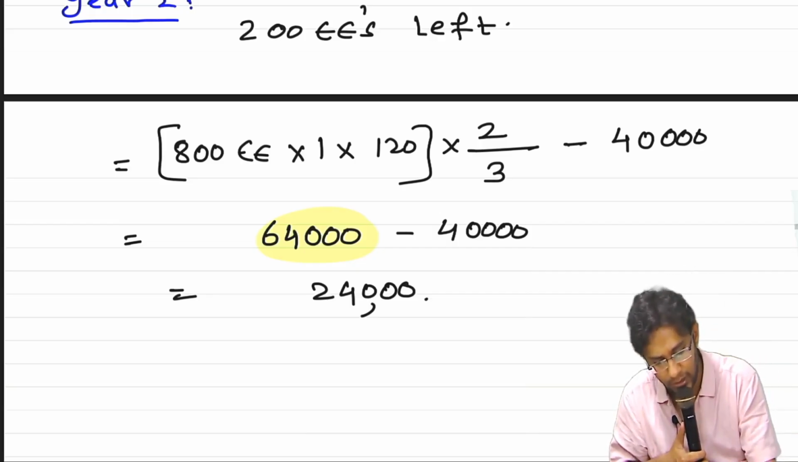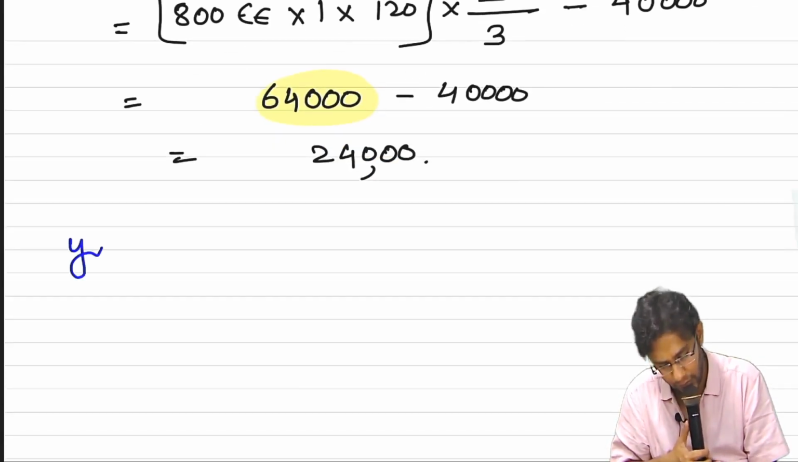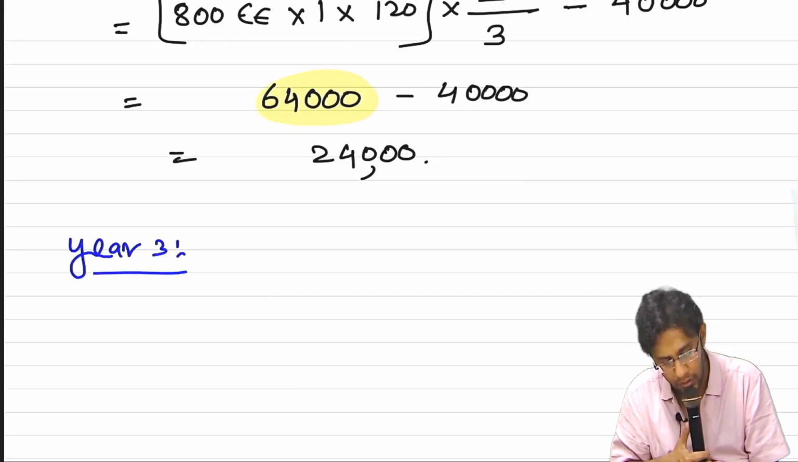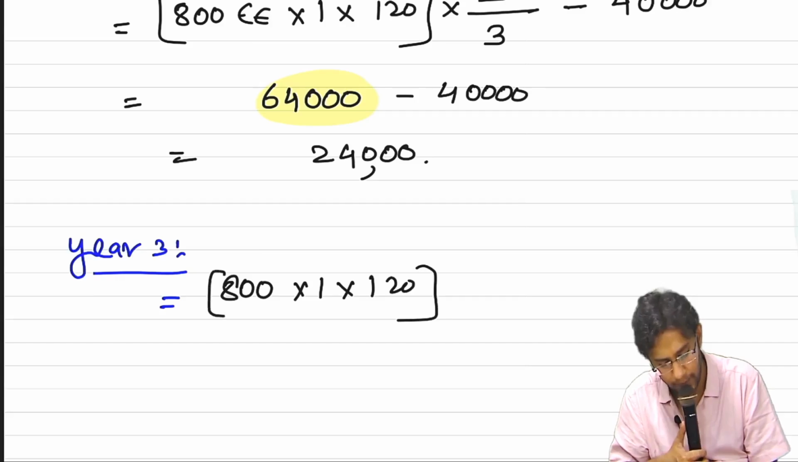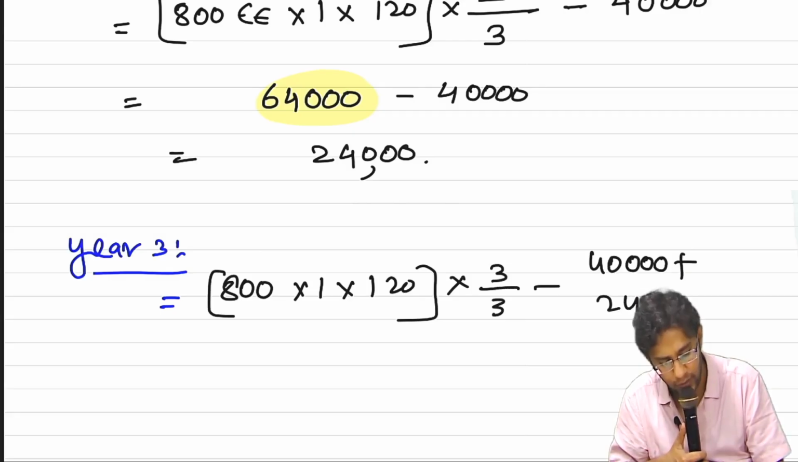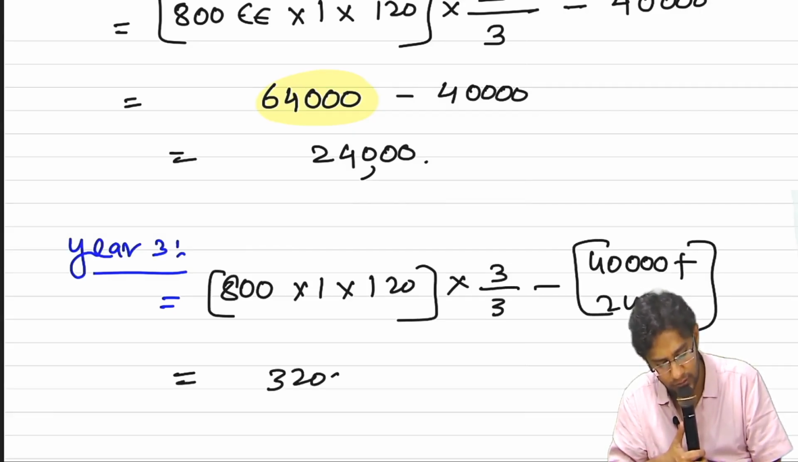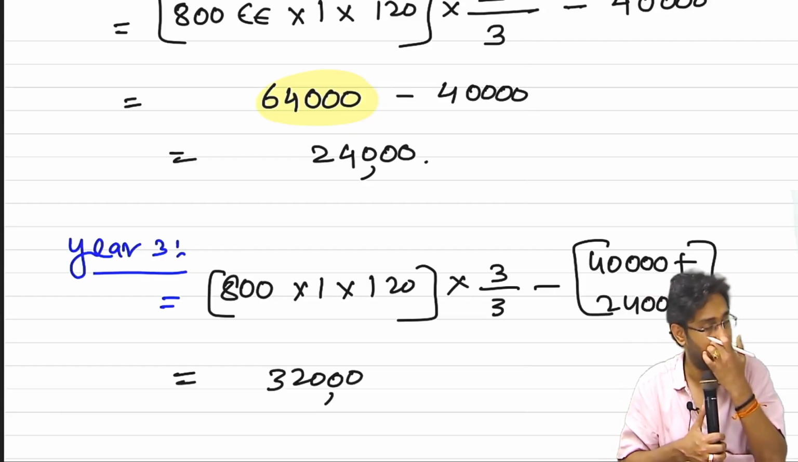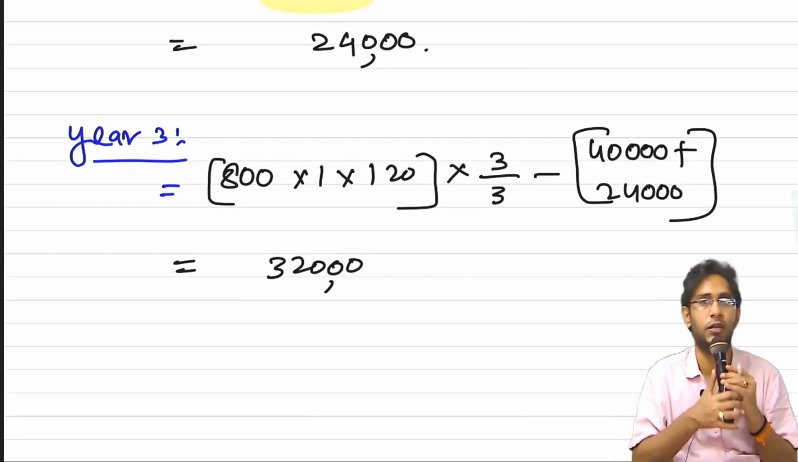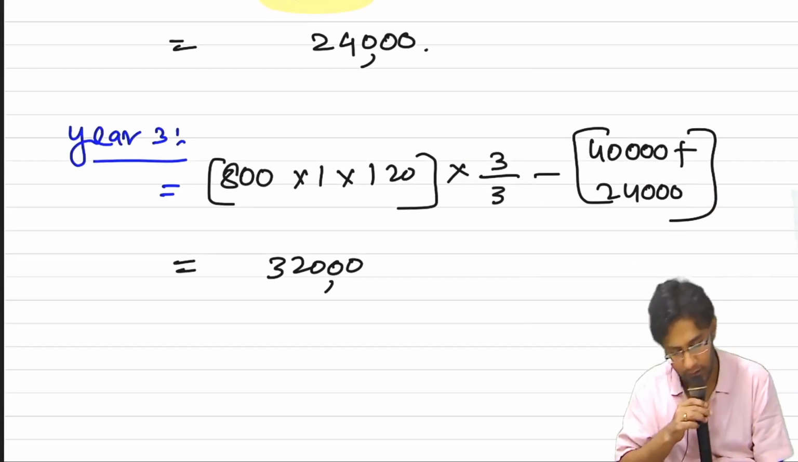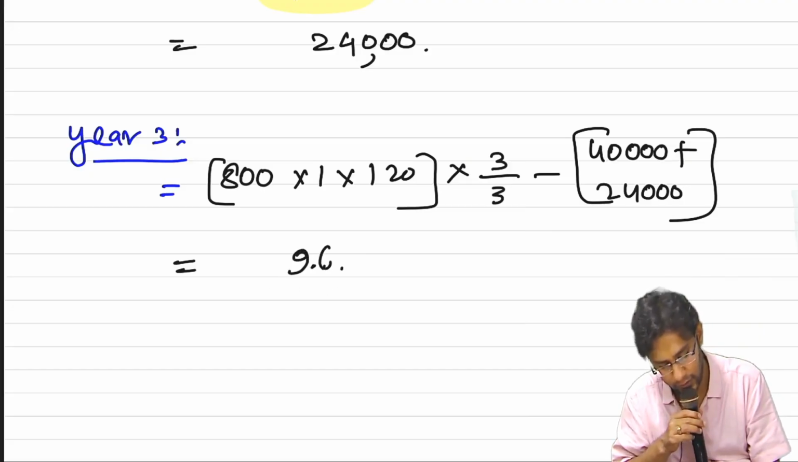Now, when I am in year 3, still assume nothing else changed. So 800 employees into 1 into 120 into 3 by 3, minus 40,000 that I booked in the first year, minus 24,000 that I booked in the second year. Overall answer is 32,000. The 32,000 expense you will book in the third year. It is completely 96,000.